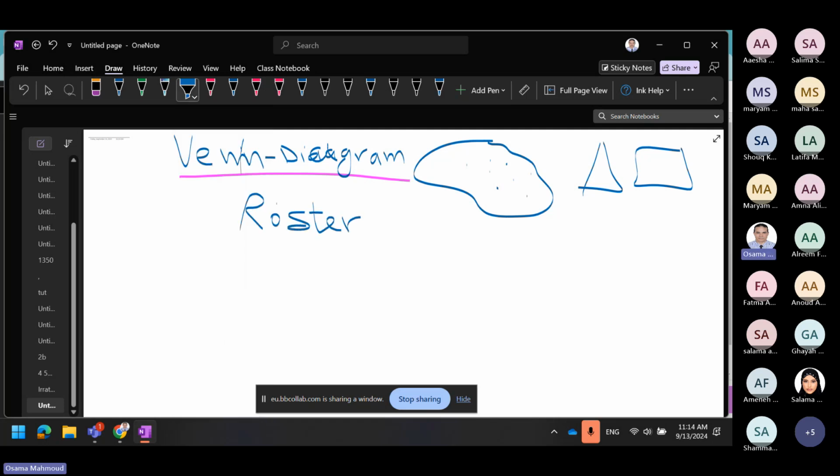What does it mean? If I have X, Y, Osama, because any collection of objects is a set, instead of representing it in the Venn diagram, I can write it as X, Y, Osama. This is the roster way, right?